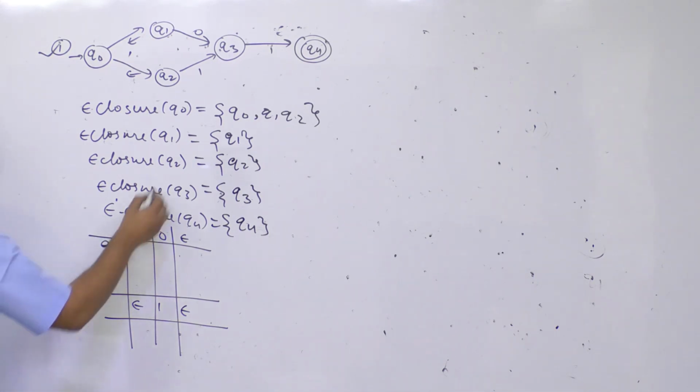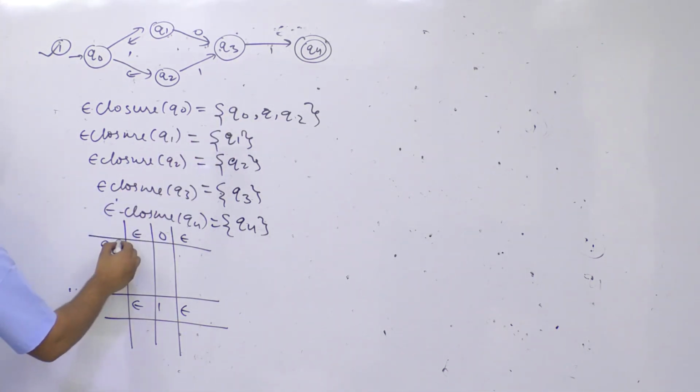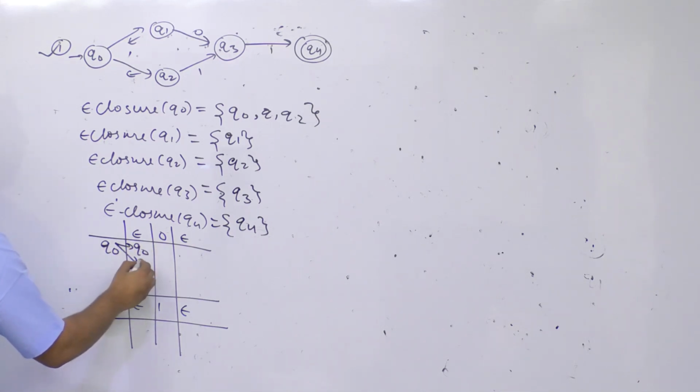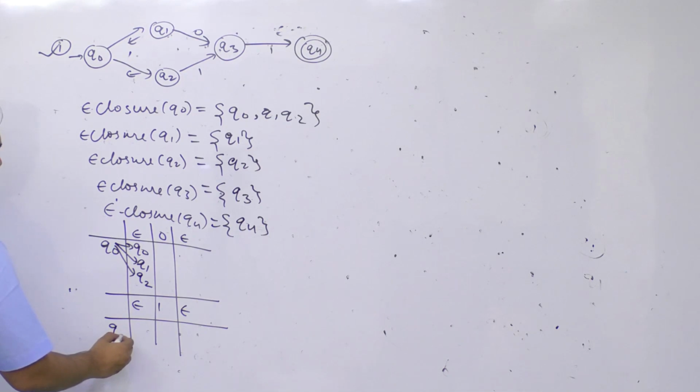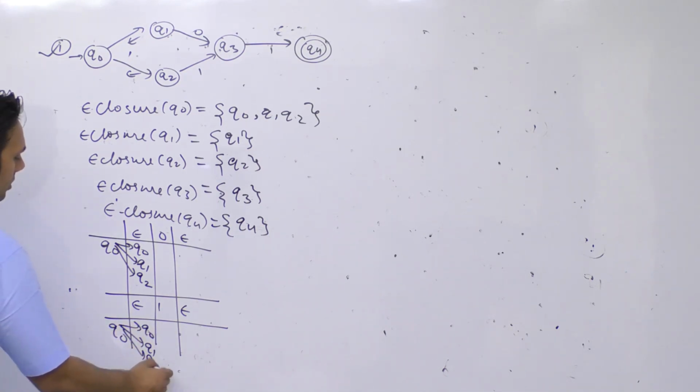So for Q0 we will start with the epsilon closure of Q0. It is going to be Q0, Q1 and Q2. So again here also Q0, Q1 and Q2.